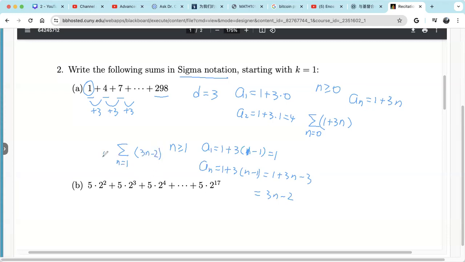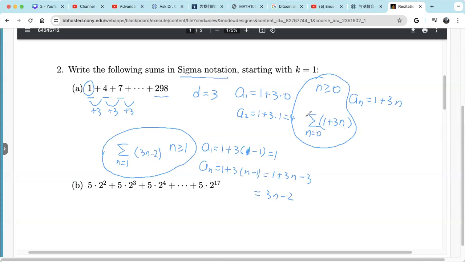Okay, you see these two are different, right? But they are the same sum because we define n to start from 1. And if you want to write it this way, that's fine also. But this one starts from 0, 1 plus 3n.